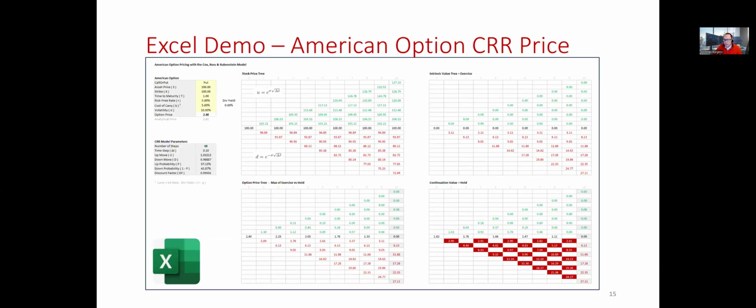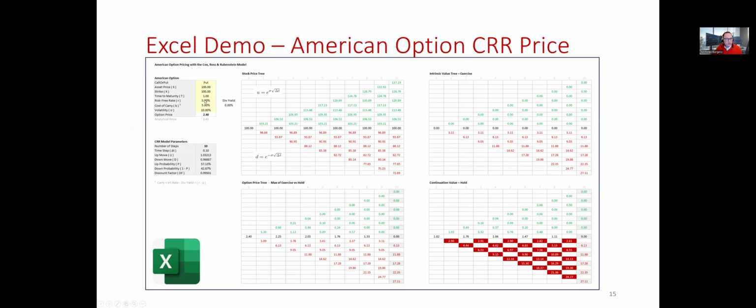So I built a spreadsheet just to demo everything, and I've shown you here a really nice summary of how it all works. I'm going to switch onto the spreadsheet very quickly. So we've got a put option here. We said the analytical price is 2.41. The CRR price with 10 steps is 2.40, which is pretty good.